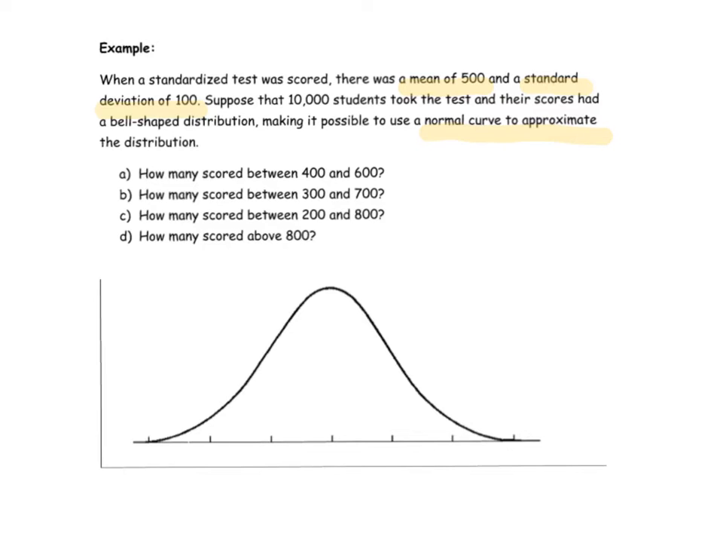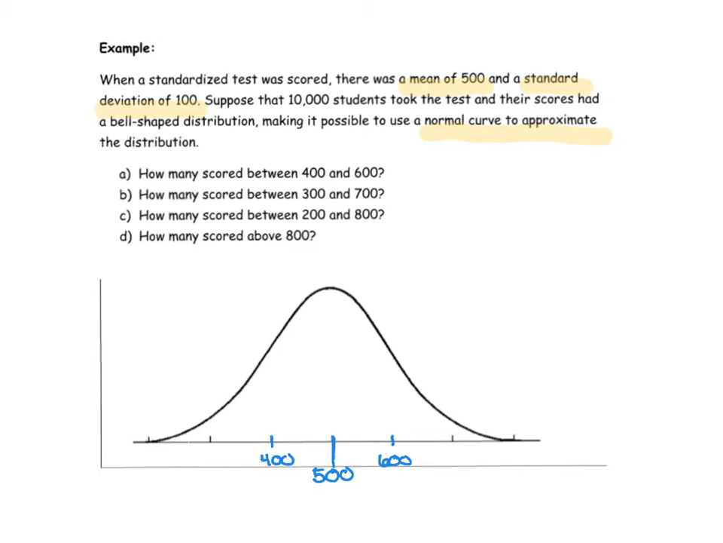So the first thing we want to do is put our mean on the number line for the bell-shaped curve, and the mean was 500. So right here in the center, we're going to put 500. Now, in order to find what's to the left and to the right, we're going to use our standard deviation of 100. So if I take 100 away from 500, I'm going to get 400. And if I add 100 to 500, I'm going to get 600. So 400 and 600 are within one standard deviation of the mean.